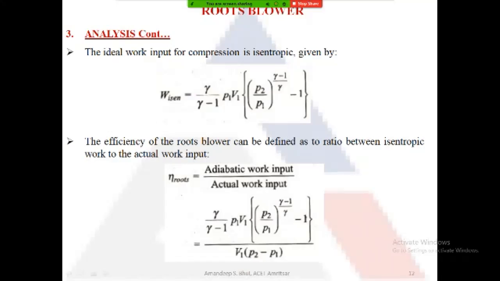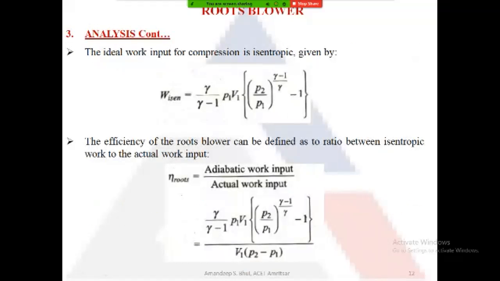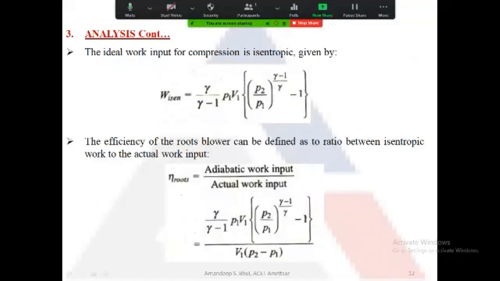Now if we want to calculate the efficiency of a roots blower, that will be given by the ideal work, or the adiabatic work input, divided by the actual work input. From the above equations, the adiabatic work input is given by this equation, and in the denominator we will have the actual work input. The actual work input, as we know, is given by V1 into P2 minus P1, which we saw in the previous slide. So this equation is for the isentropic efficiency of a roots blower.